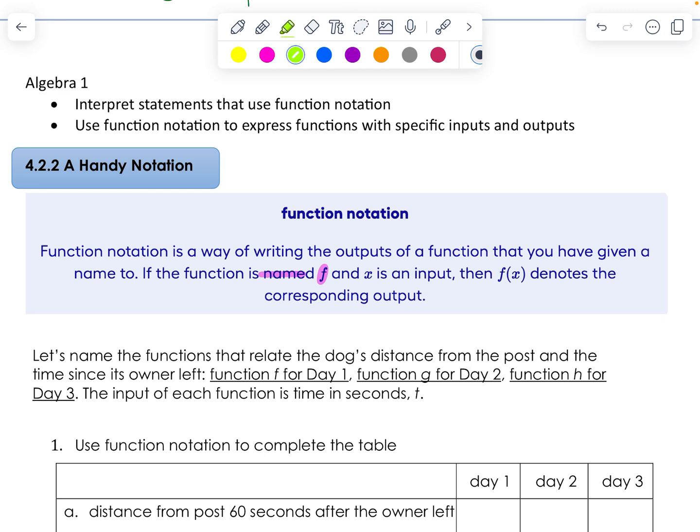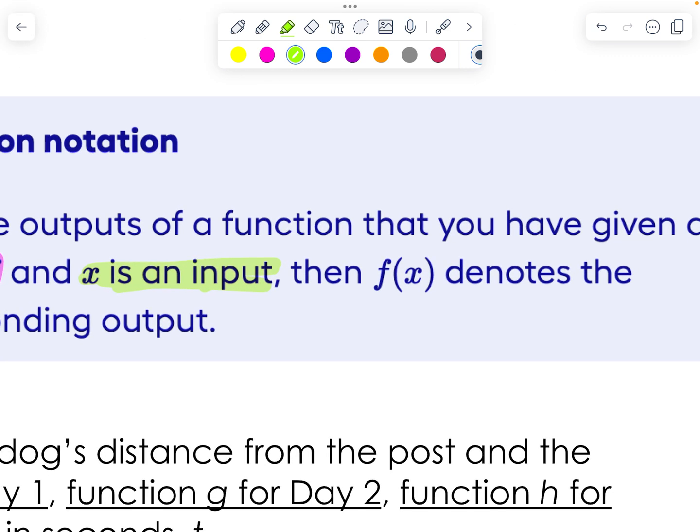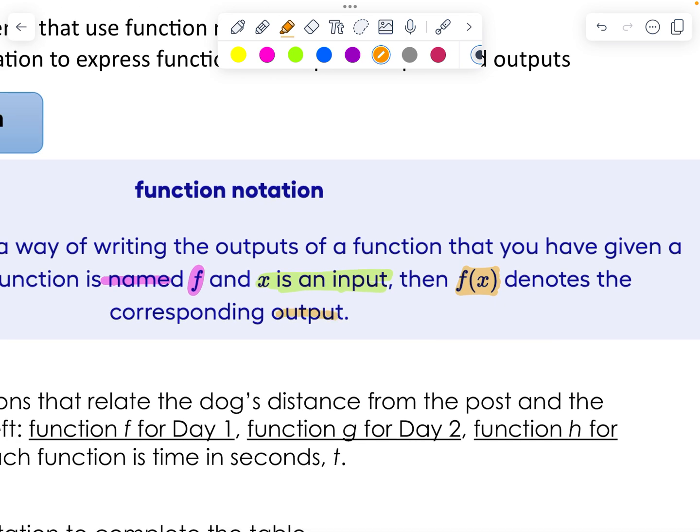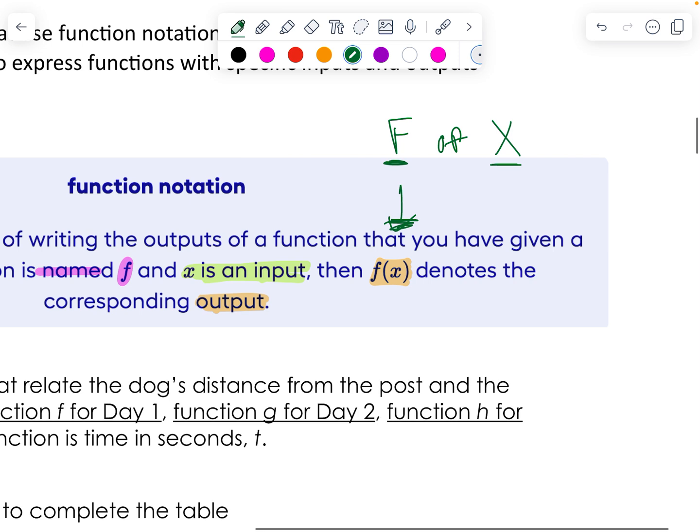And then we know that x represents our input, okay? So this notation here, f parenthesis x, represents the output of the function, okay? And the way you say this is f of x. So function f is the name, the x is the input. Whatever f of x equals, this is your output. Okay, x is your input.